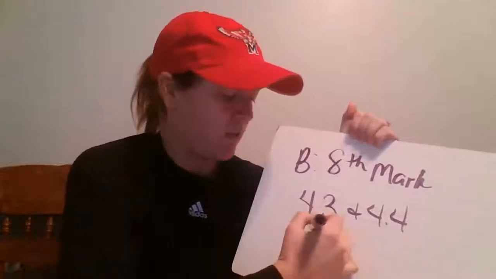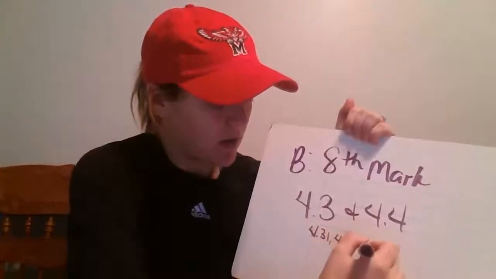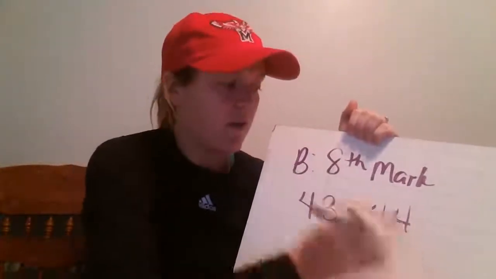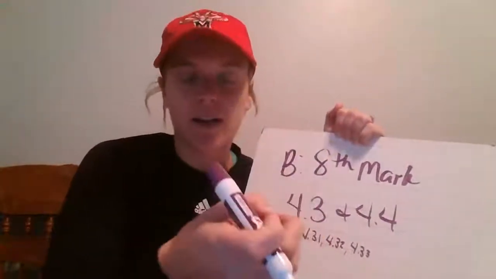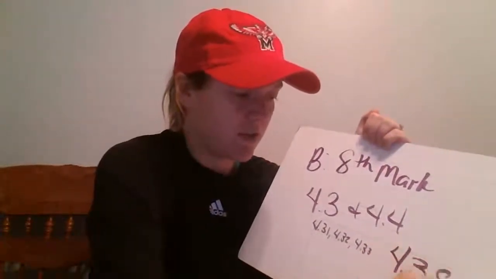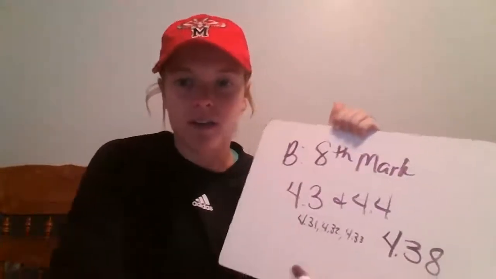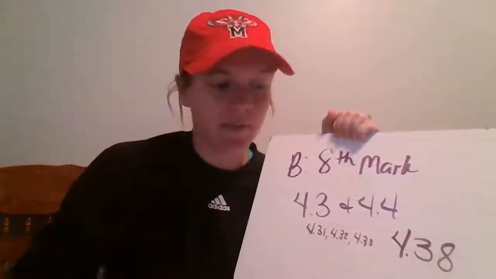So we're going to count by 4.31, 4.32, 4.33, and so on until we hit the 8th mark. So if we keep counting by 0.01, we're going to land all the way on 4.38. And if we land on 4.38, we're going to run into the point B. So B is going to land on 4.38.